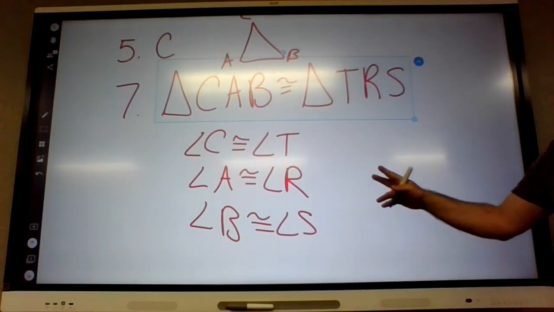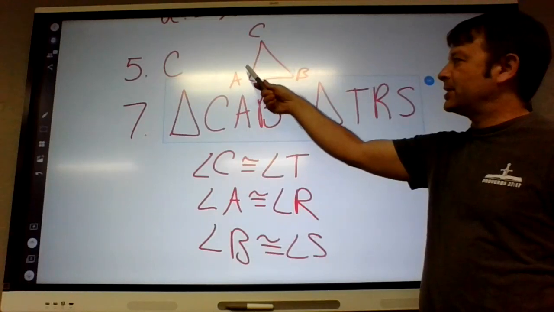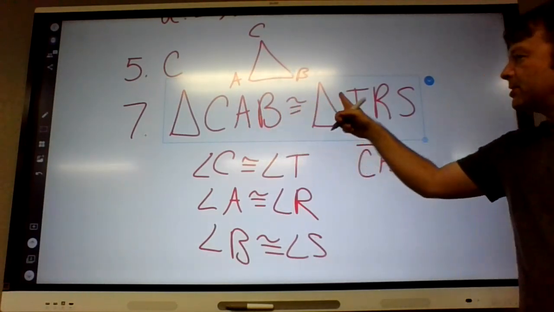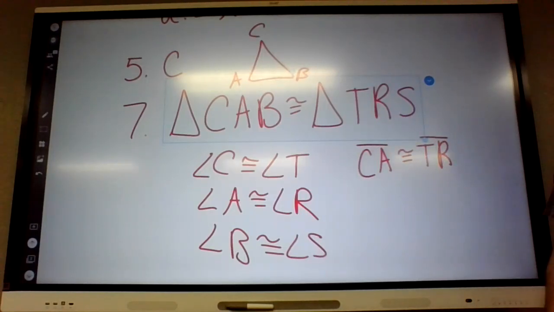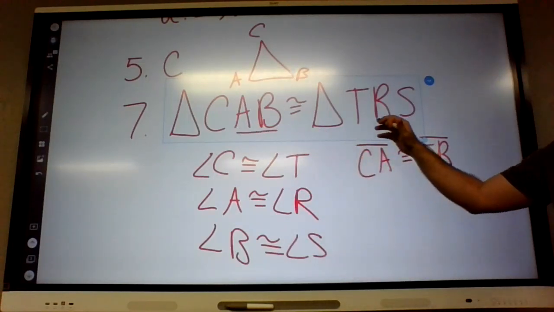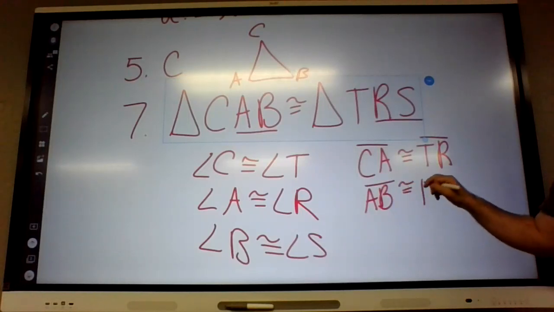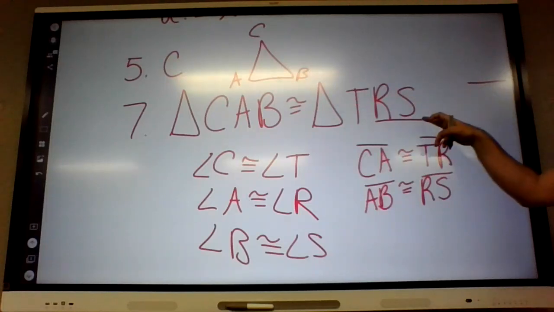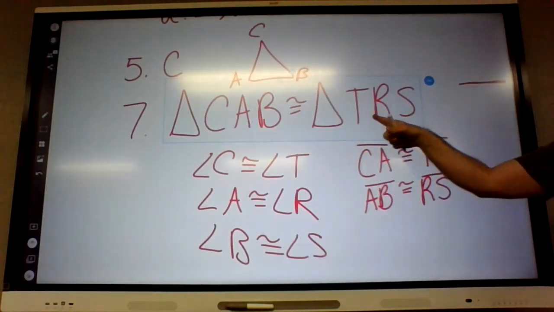Okay, and then how do we label the sides? Well, there's CA, AB, BC. CA is going to be congruent to TR, and there's AB and RS. And what am I missing? BC, yeah, that's a side. And ST.